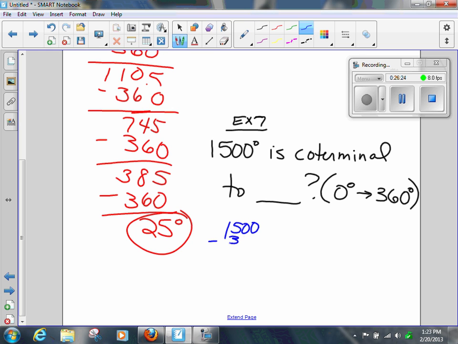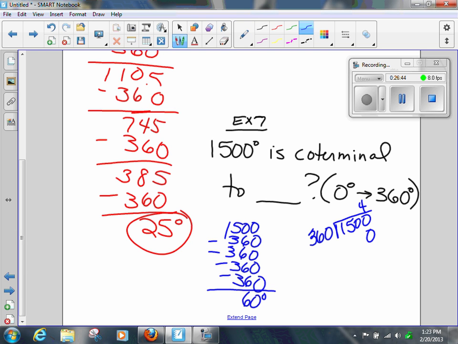I subtract 360 how many times? 4 times. Hey, is there another way to do this? Divide by 360. Folks, if you were to do this, we know that it is 4, 24, 14. Your remainder is the angle that it's coterminal to. Do you know why subtraction and division are related?